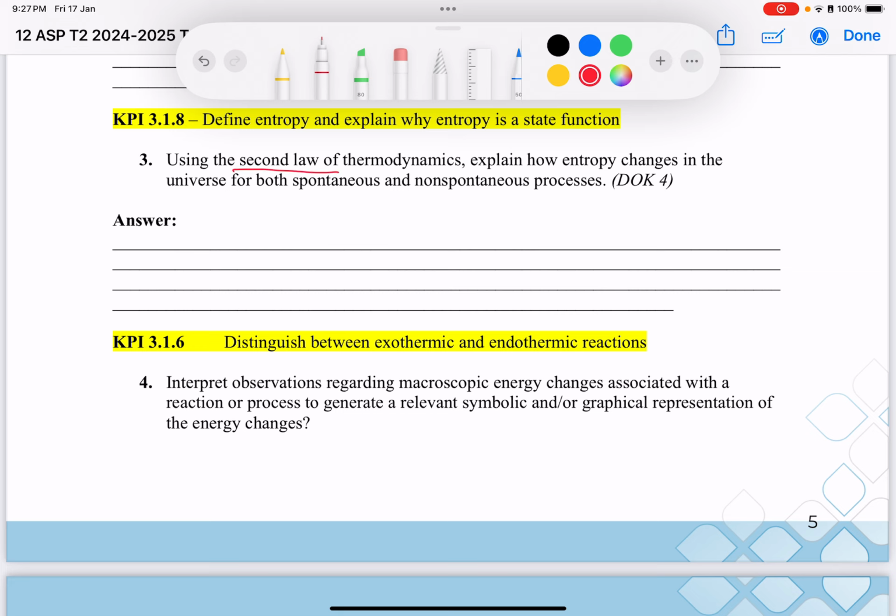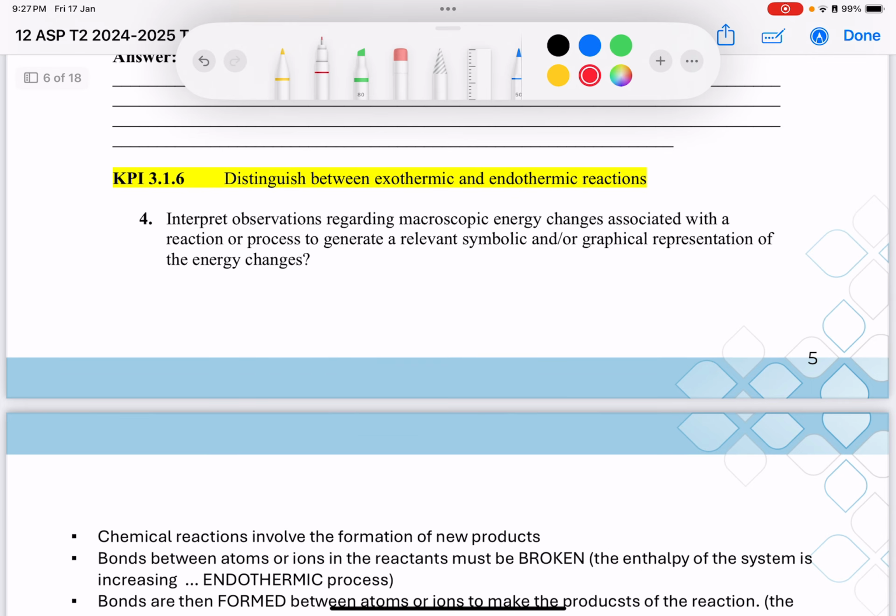The second law of thermodynamics states that the entropy of the universe is always increasing. So the entropy of the universe is in continuous increase. So for a non-spontaneous process, we need to provide energy so that the reaction will start, and to keep the entropy of the universe in continuous increase. Now moving on.